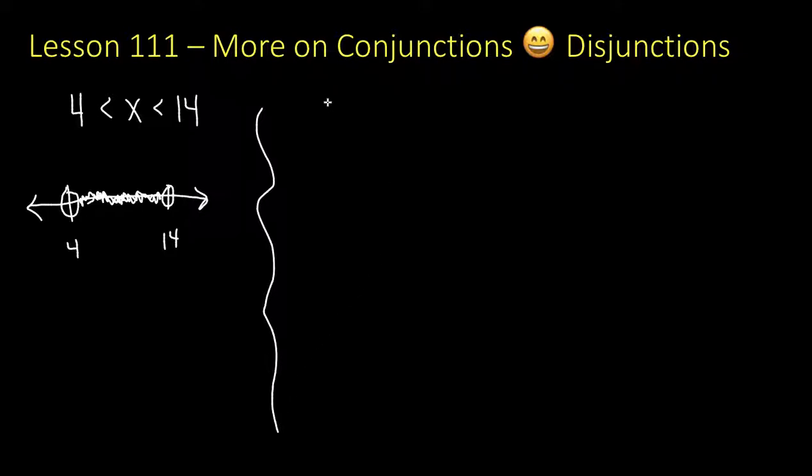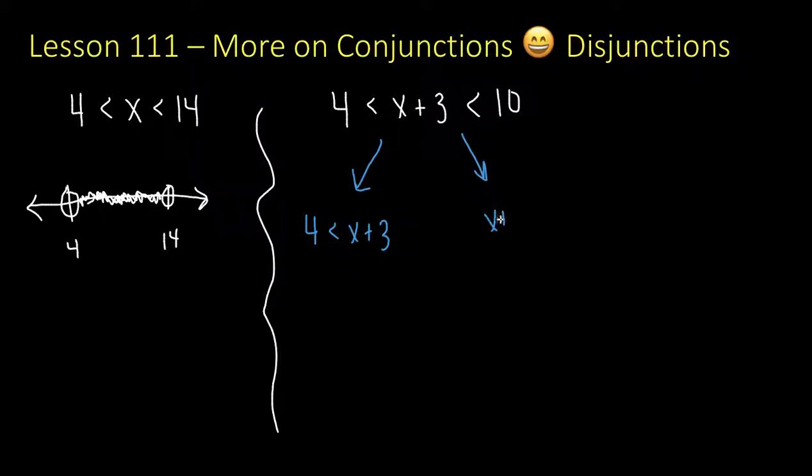We can even say something like 4 is less than x plus 3 is less than 10. So you would actually have to solve both sides of this inequality. So you could think of it as two separate inequalities. 4 is less than x plus 3, and then x plus 3 is less than 10.